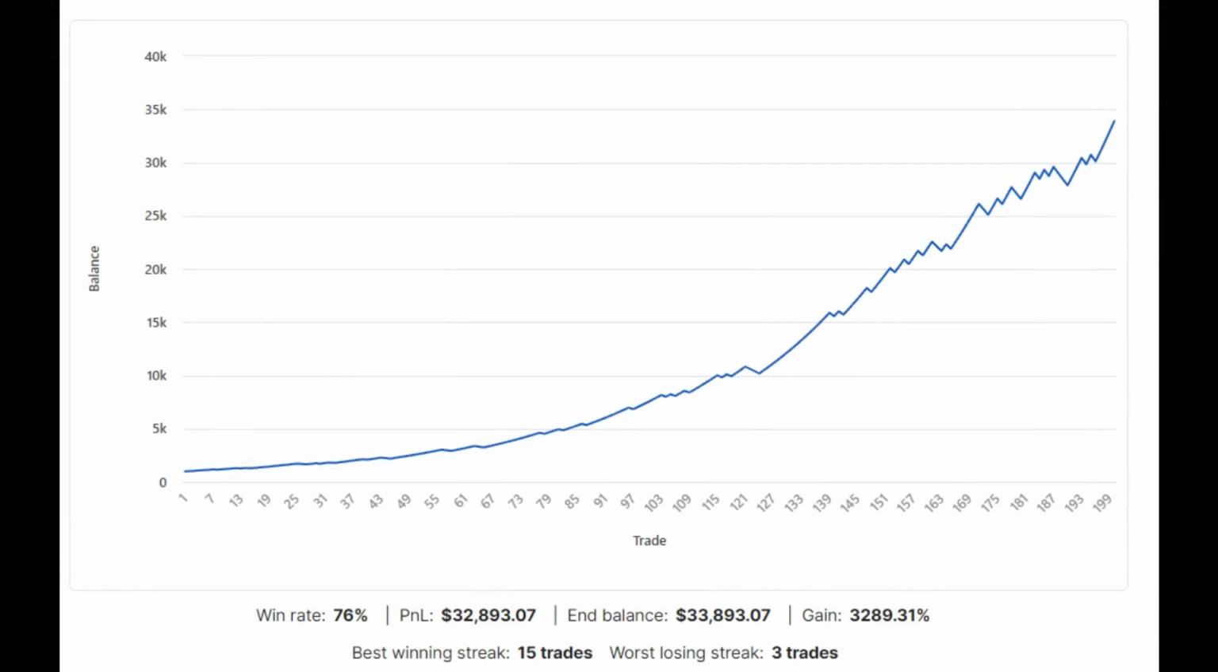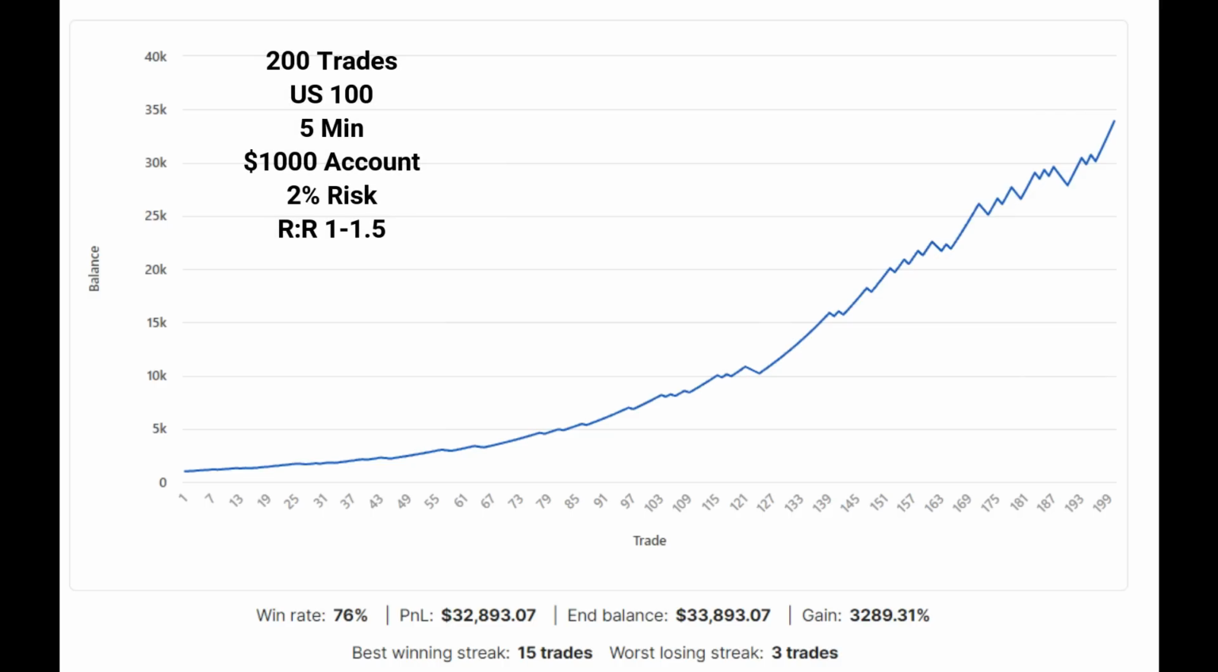I backtested this strategy 200 times on the Index US 100, 5-minute time frame. I started with a $1,000 account, risking 2% per trade, with a fixed risk-to-reward target of 1 to 1.5. I only took valid trades that were applicable with the strategy requirements, and I also compounded the account. Let's take a look at these numbers here.